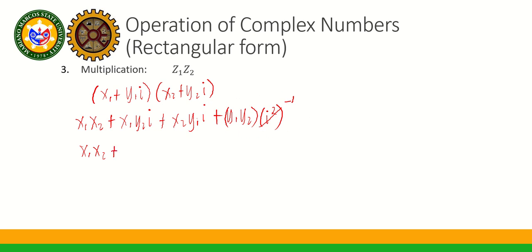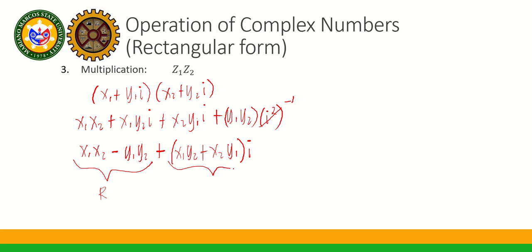So, i-add natin dito, plus y sub 1. Oh, hindi pala plus. That will be equal to negative, kasi negative 1 yung i squared natin. So, minus y sub 1 times y sub 2. Plus ito, pagsamahin na natin tong part na to. Since common to sa kanila, i-isolate natin or i-factor out natin. So, this will be equal to x sub 1 y sub 2 plus x sub 2 y sub 1 times i. So, itong part na to is now our real part, and this is now our imaginary part.